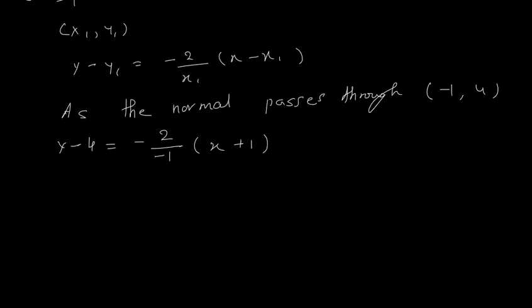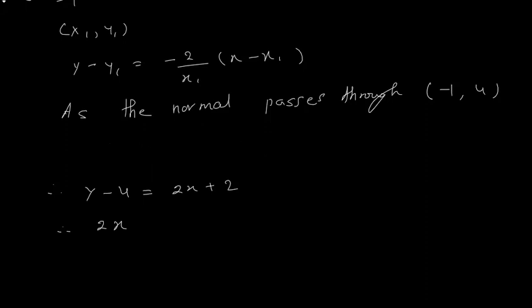So therefore I will simplify this equation. We will get this minus minus will cancel. So I have y minus 4 is equal to 2x plus 2. Therefore, what we are doing, I think we are making some mistake, right? From here I will revise this thing.